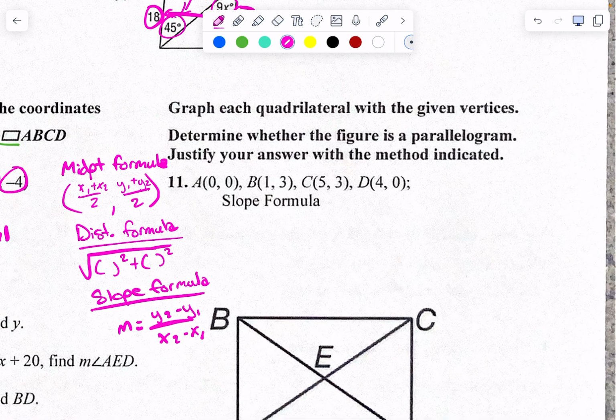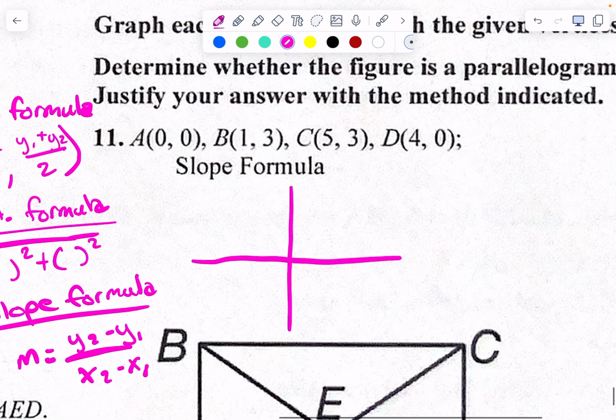On number 11. Shall we do this one together, or do you want to try it on your own? Together? Okay, let's graph it. A is 0, 0. B is 1, 3. C is 5, comma 3, and D is 4, comma 0. There he is, right there.